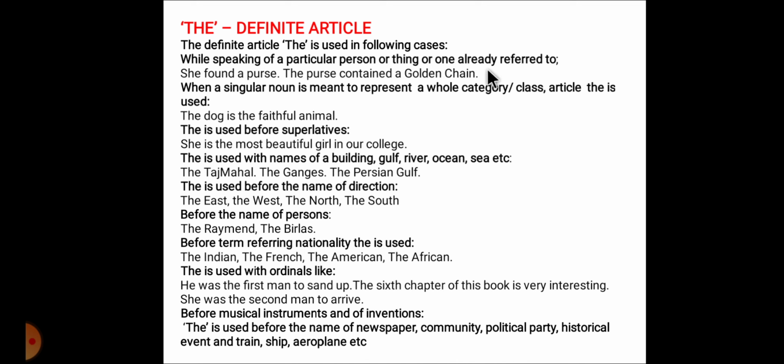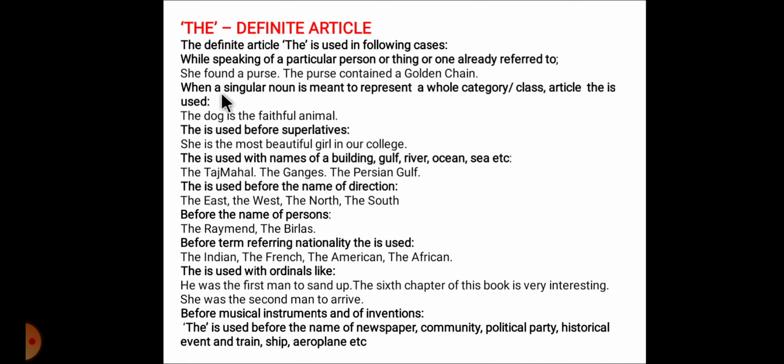So once already referred means, you are telling an unknown story, but once you told it the second time it is known one. That's why this is the definite one. For example, she found a purse. So an unnamed woman got a purse on a road. Then the purse contained a golden chain. In the beginning sentence, we don't know whose purse it is, but in that purse she found a golden chain. That's why we have to use this the.